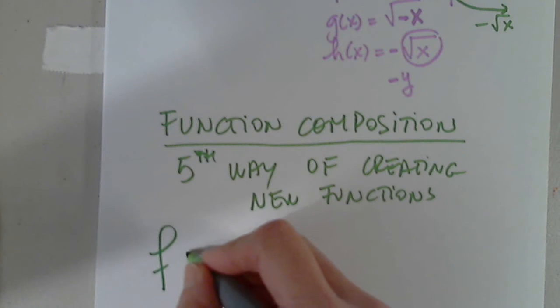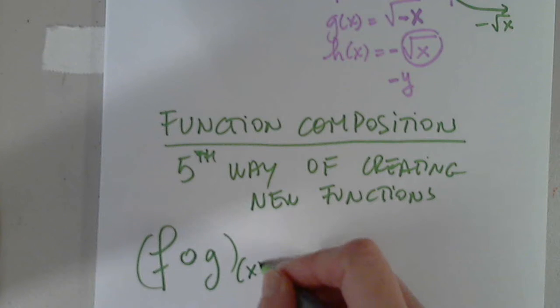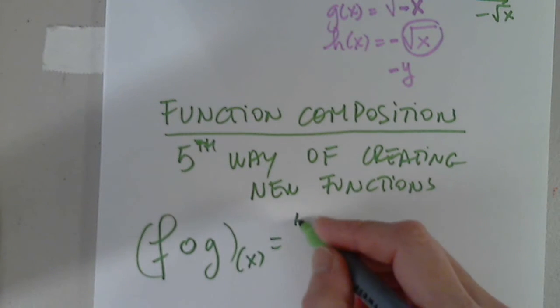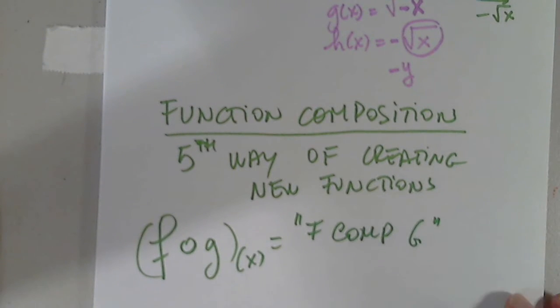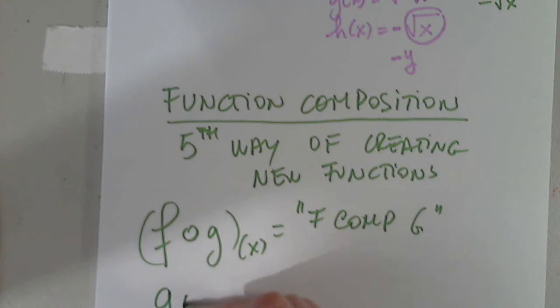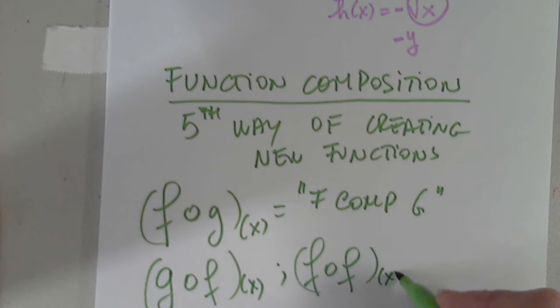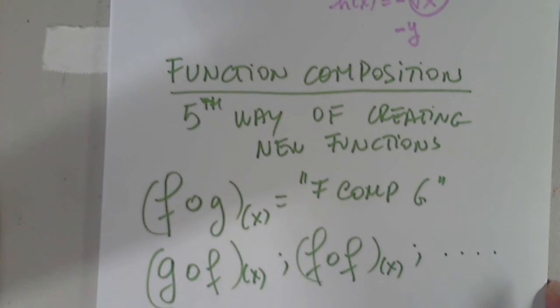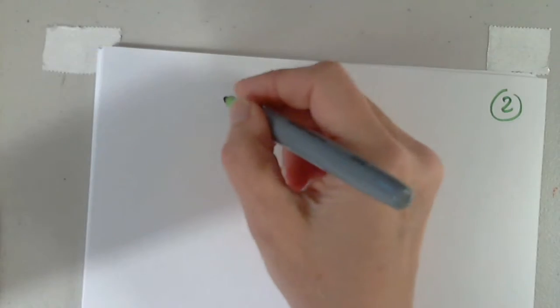It is denoted by f comp g, a circle, a tiny circle, not too big and not too small. So this is read f comp g, or the composite of f and g. I can have g comp f. I can have f comp f with itself, and so on and so forth. What does it mean? So let's look at some bubbles. We call them bubbles.